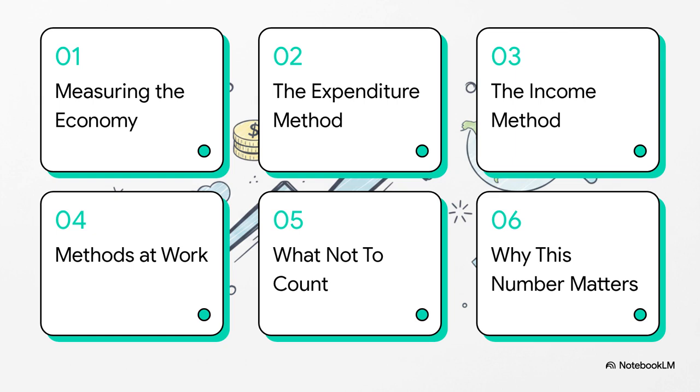So, here's what we're going to cover. First, we'll tackle the big question. How do you even start to measure a nation's economy? Then, we'll look at the two main ways to do it. One side of the coin is adding up all the spending, and the other is adding up all the income. We'll even run through some examples, talk about the common mistakes, what not to count, and finally, we'll get into why this one big number matters so much.